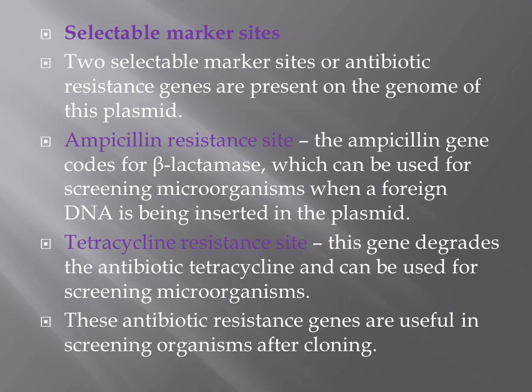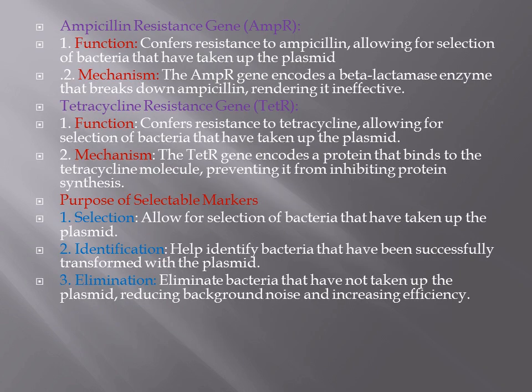So, when a foreign DNA is inserted into a plasmid, we need to detect the microorganism. That process is possible when there is an ampicillin resistant site. This particular tetracycline resistant site, this gene degrades the antibiotic tetracycline and can be used for screening microorganisms. These antibiotic resistant genes are useful in screening of organisms after the cloning process.